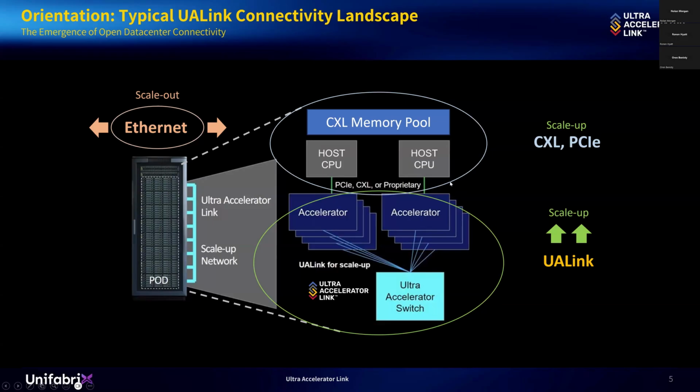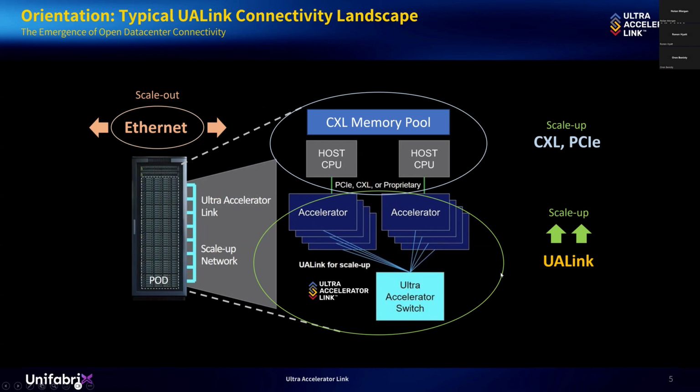The accelerators typically connect to host CPUs or hosts, and this goes over standard interfaces such as PCIe, CXL, ARM CHI, Infinity Fabric, or other types of proprietary interfaces. Behind the host, there could be a CXL memory pool. And this is important because UALink can get other types of protocols involved into the ecosystem, such as around providing memory to the cluster.